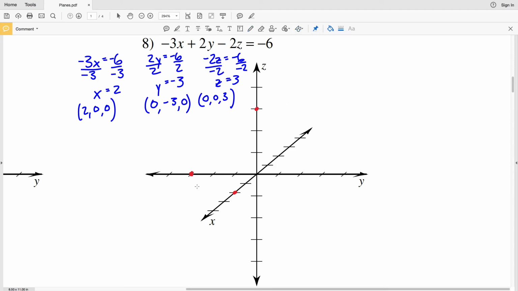Now I will connect my intercepts together with lines. So connecting the y-intercept to the z-intercept, connecting the x-intercept to the y-intercept, and connecting the x-intercept to the z-intercept. And now I'll shade in my plane. And that's my final solution in this video.